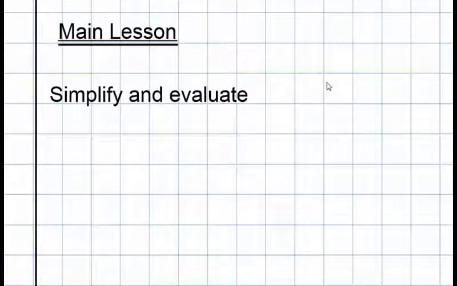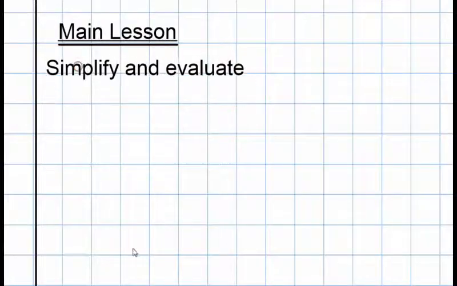What we're going to look at is the difference between simplifying and evaluating. In essence, it boils down to this. When you simplify, you can leave your answer as some power. Let's look at a really tricky one to simplify.